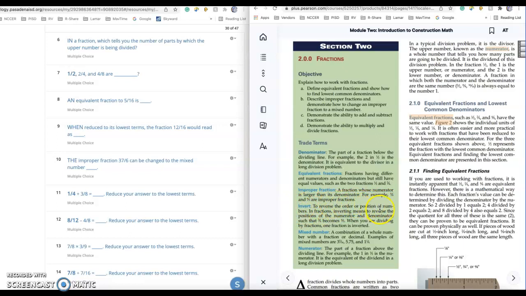Invert means to reverse it. Mixed numbers is a combination of whole numbers with a fraction or decimal. Examples are 3 7/16, 5.75, and 1 1/4. And the numerator, the other half of the denominator. Remember, numerator's on top, denominator's on the bottom.